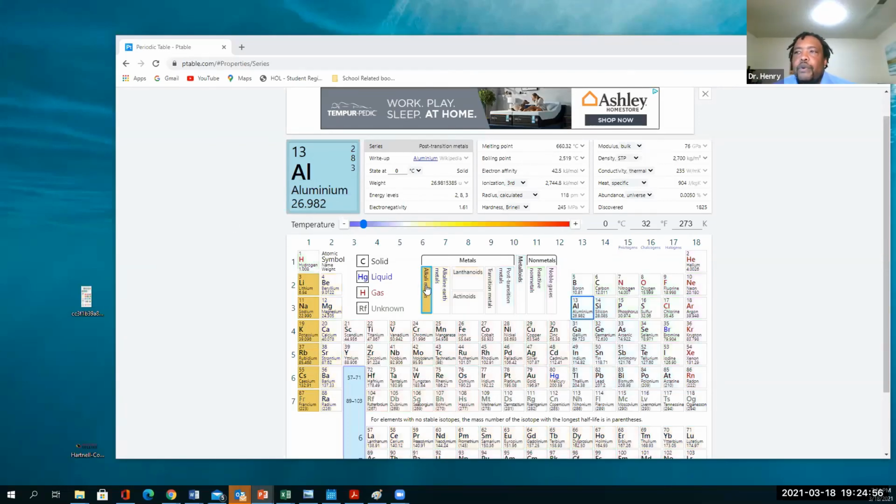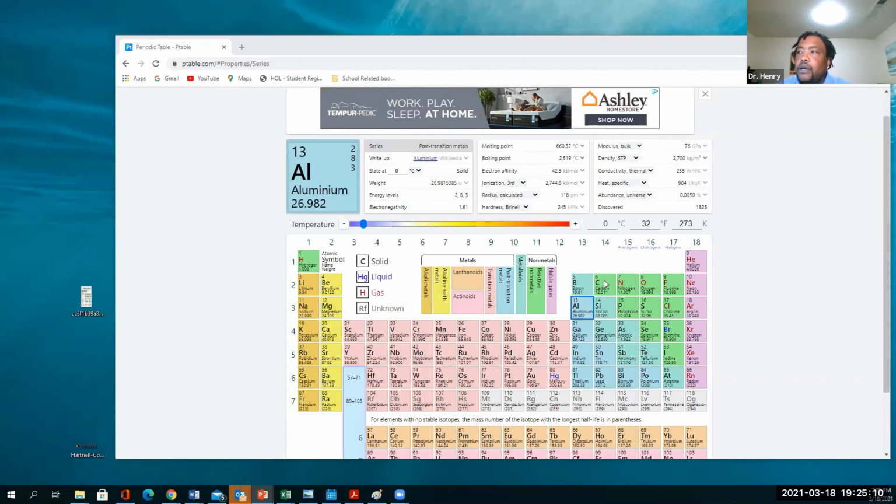Okay, so we've talked about the alkali metals. The alkaline earth metals are reactive too, but not as reactive. And then the transition metals are not as reactive. We have halogens, we have our noble gases, we have the pnictogens. These all have their groups. Those that are in the same group are going to behave very similarly.